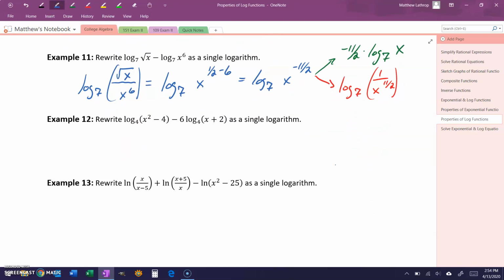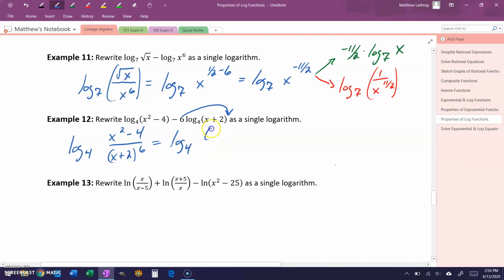In example 12, we want to take the log base 4 of x squared minus 4 minus 6, which we'll actually just bring back up as an exponent. So we'll say minus the log base 4 of x plus 2. That would give us the log base 4 of x squared minus 4 all over x plus 2 to the 6th power.